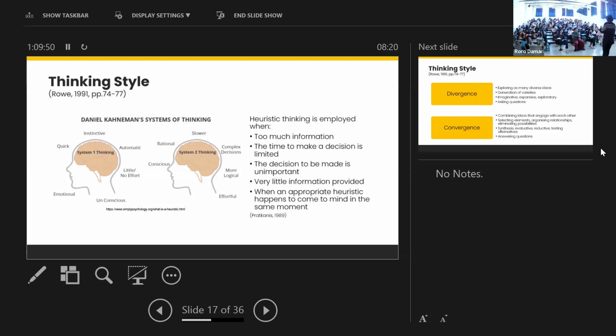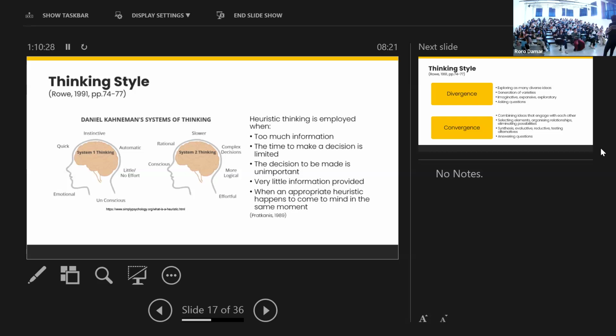Like for instance, you play Family Feud, Family 100 gitu ya. And then ada pertanyaan, and then you have to press the bell, and then you say it out loud, right? Did you think rationally in a logical way that time? No, it's heuristic thinking that comes. But you can still answer it, and it might be a correct answer, but the part that you use is the heuristic one.